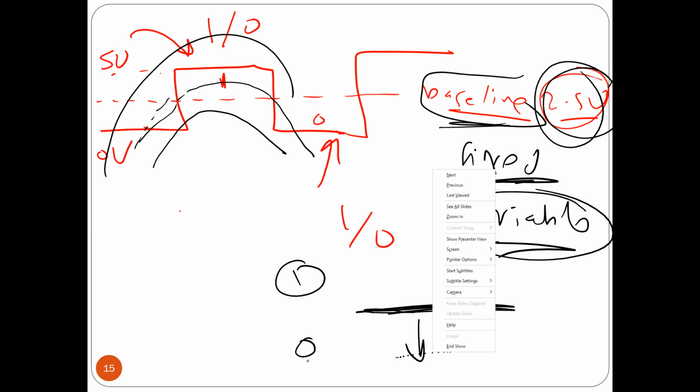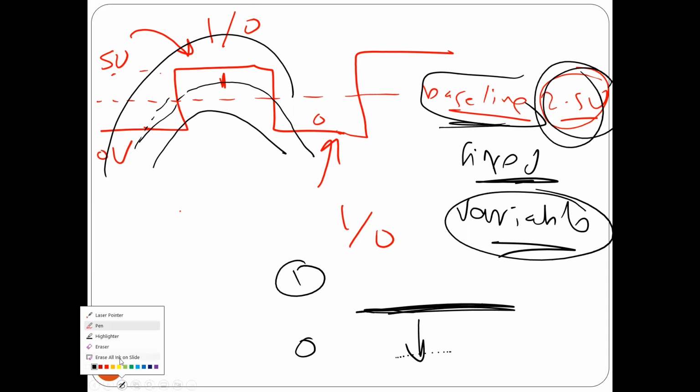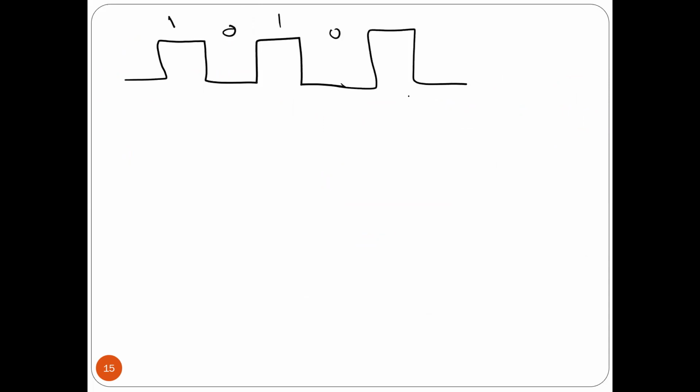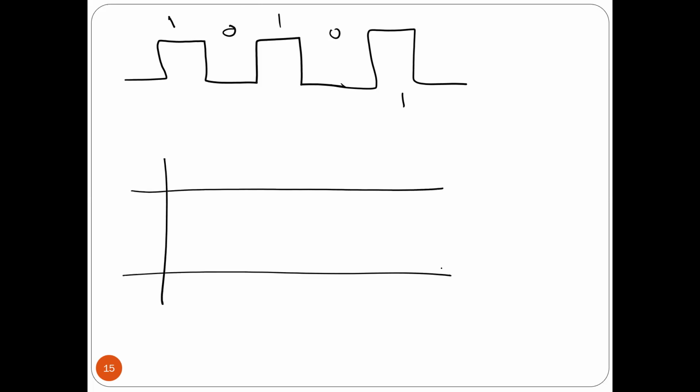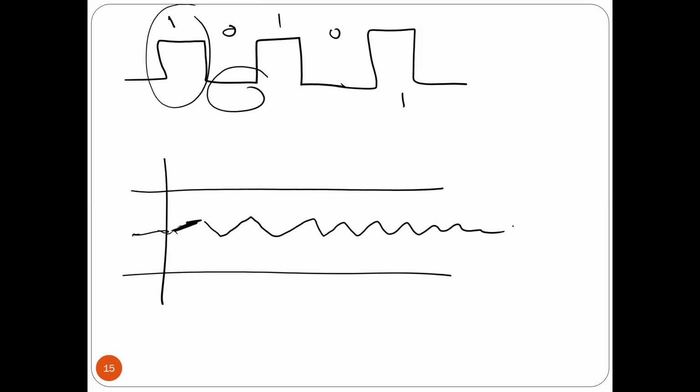Okay, so let's look at the very good scenario and what is the bad scenario. The good scenario is if you transmit, for example, 1, 0, 1, 0, and so on. This is a perfect scenario. Why? Because this is 1, so here you have a baseline. Because this is positive voltage, the baseline is going to go up. And because it is 0, it's going to go down, go up, go down, go up, down. So the baseline will be something like that. You get what I'm saying?